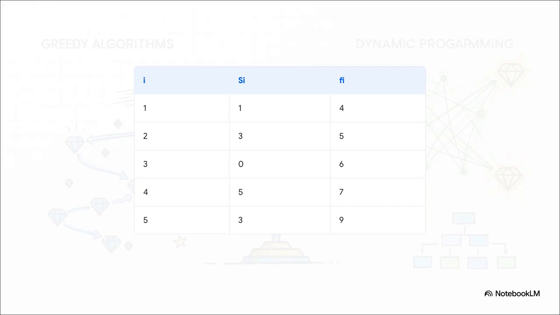Now, the real trick to this setup is how we prep the data. We have 11 activities here, and they are carefully sorted by their finish times, from earliest to latest. Activity 1 finishes at time 4, Activity 2 finishes at time 5, all the way down to Activity 11 finishing at time 16. Sorting them in monotonically increasing order of finish time is absolutely crucial. It's step 1 for our greedy algorithm.